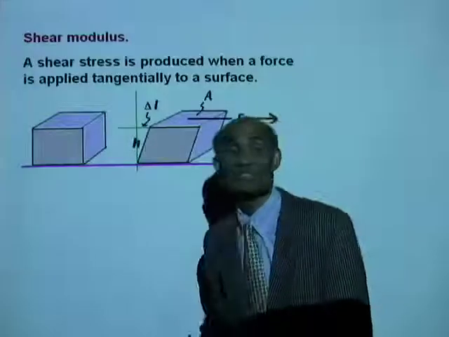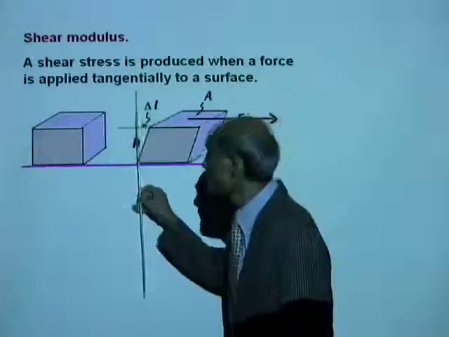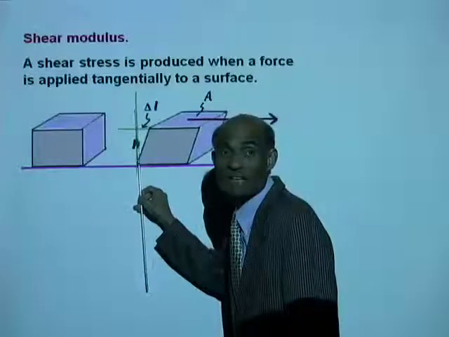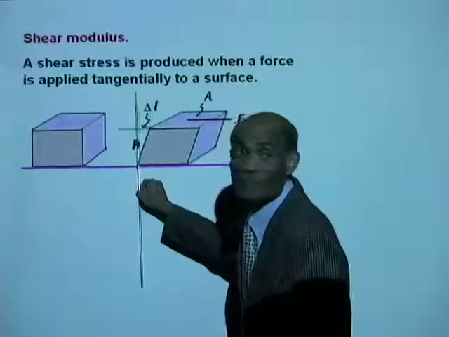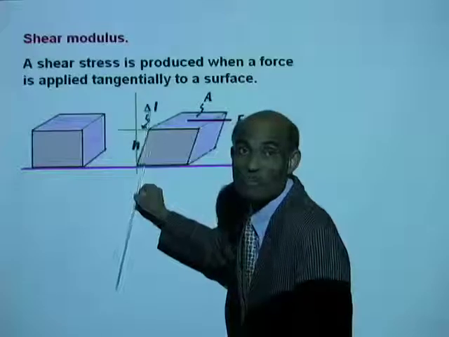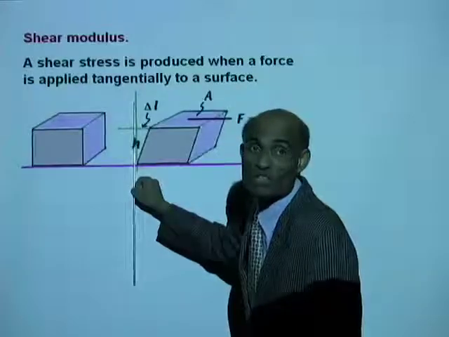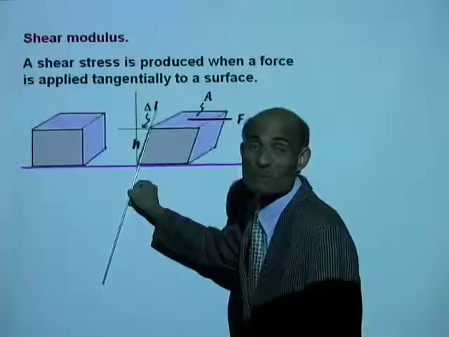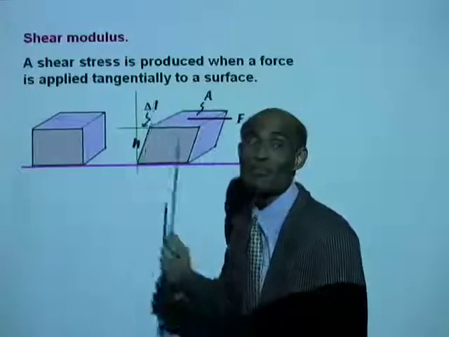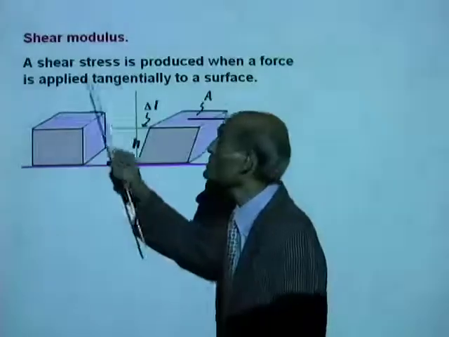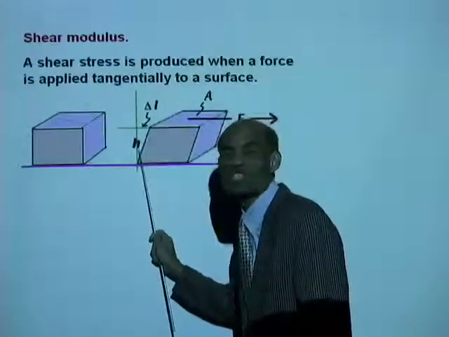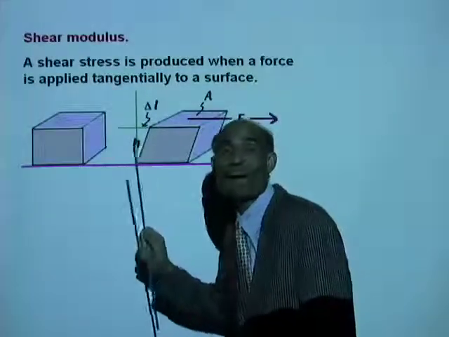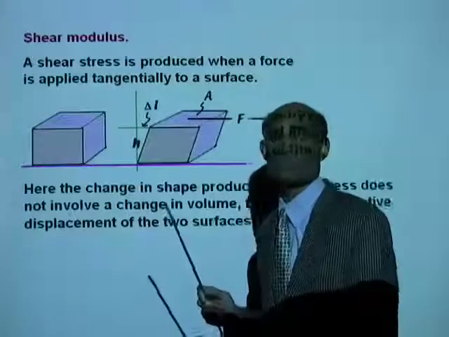Now what is the shear strain? You notice that the strain in this case is actually measured in terms of the angular deformation. The deformation here is measured in terms of the angle. Therefore, the shear strain is the tangent of the angle of deformation.